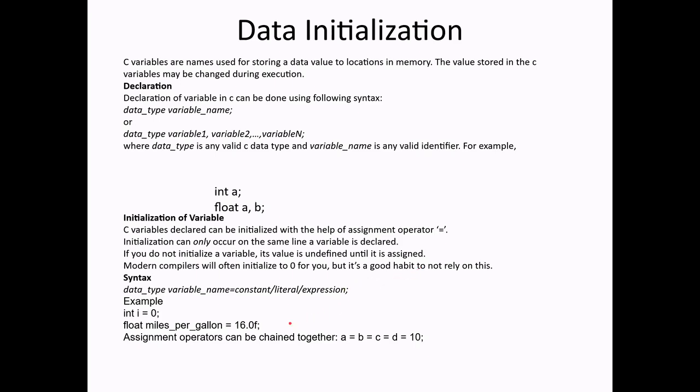One last note that's kind of unrelated. Assignment operators can be chained together. For example, this a equals b equals c equals d equals 10. Under the hood, this actually works from right to left. So what happens is this d equals 10 is resolved, then this c equals d is resolved, then b equals c, and then a equals b. And this would result in all 4 values being set to 10.